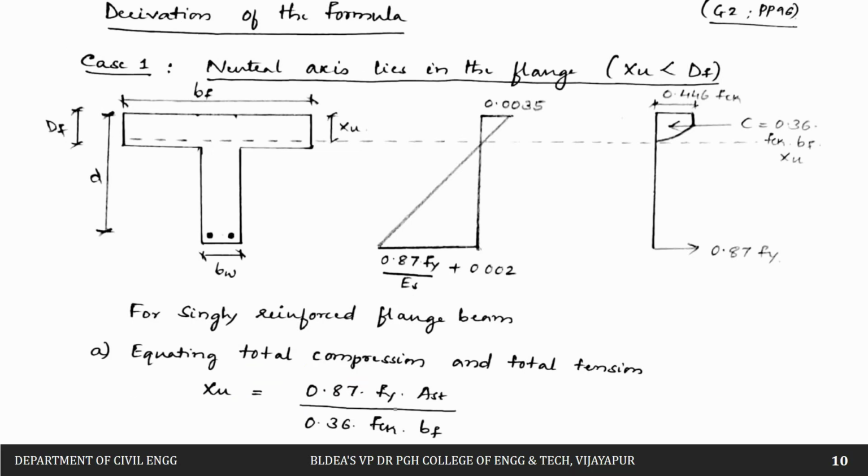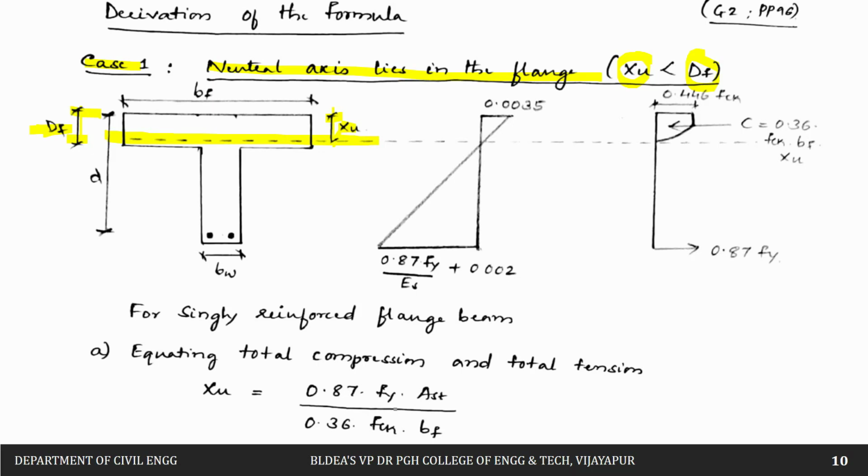Then next, we will calculate the moment resisting capacity of the section. We have two cases now. Case 1 is that the neutral axis lies within the flange, that is XU less than Df. If you refer to this figure, this is our neutral axis and XU is the depth of the neutral axis. If XU is less than the depth of the flange, the neutral axis lies within the flange, so how are we going to calculate the moment resisting capacity?